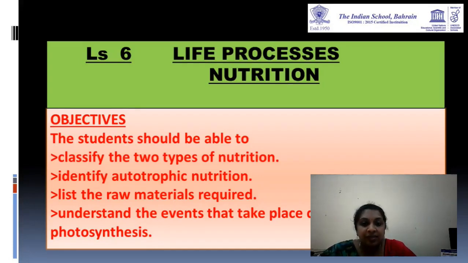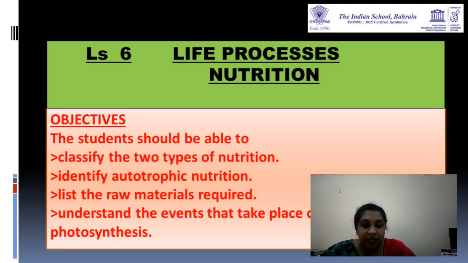Hello dear students, today's topic is nutrition. I'm sure you are all aware of the terms like nutrition, respiration, transportation, excretion, etc., which were taught to you by the teacher in the earlier session. What is nutrition? And how is it done? This is what we are going to discuss in today's session.